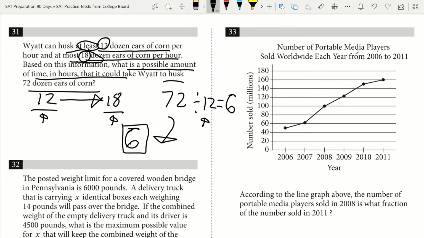Now, let's say you struggle with word problems. How could you do this if you struggle with word problems and didn't immediately recognize that? Well, I'm going to explain that as well. So let's say that we have 72 dozen ears of corn, which I'm just going to call 72 corn because we're dealing in dozens of ears and everything, so it won't really matter if we leave that out.